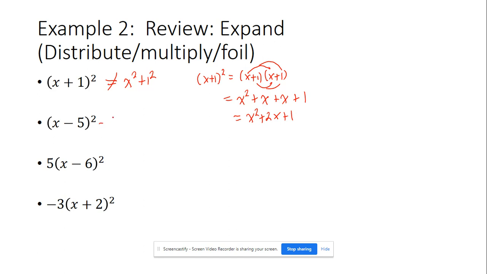The second one, same idea. This is (x minus 5) times (x minus 5), which equals x squared minus 5x minus 5x. Negative 5 times negative 5 is positive 25. And we get x squared minus 10x plus 25.